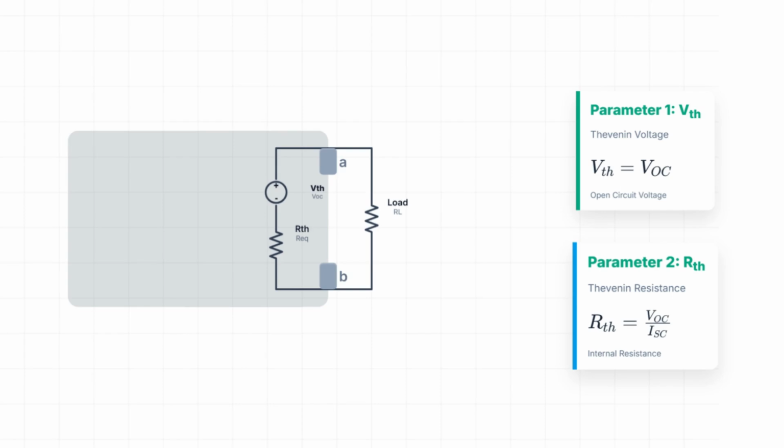Parameter 2, the Thevenin resistance. This is the equivalent resistance looking into the circuit from the terminals, with all independent sources turned off. Alternatively, it's the ratio of open circuit voltage to short circuit current. R Thevenin equals VOC divided by ISC. This represents the internal resistance, the opposition to current flow.